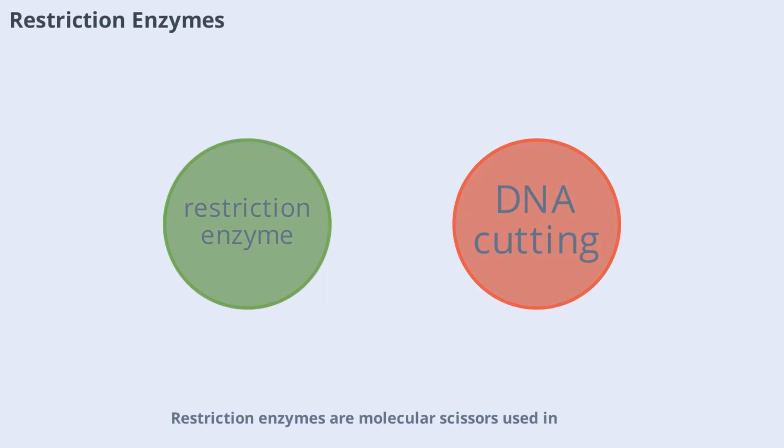Restriction enzymes are molecular scissors used in genetic engineering to cut DNA at specific sequences. These enzymes are essential for isolating genes of interest and for creating recombinant DNA molecules. By recognizing and cutting at precise locations, restriction enzymes allow scientists to manipulate DNA with incredible accuracy, making them a cornerstone of genetic engineering techniques.